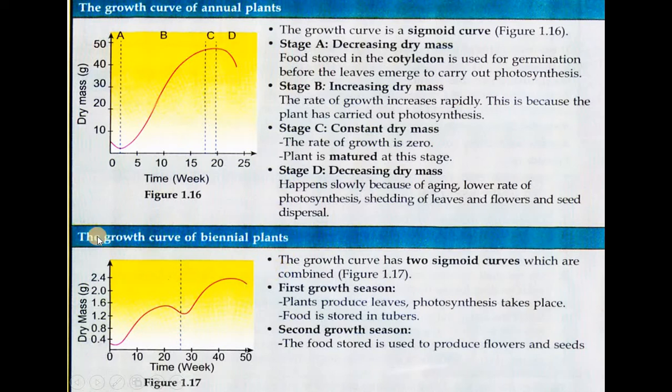We look at the growth curve of the biennial plant. This is the growth curve of the biennial plant here. The growth curve has two sigmoid curves which are combined. This is the first sigmoid curve and this is the second sigmoid curve. In the first growth season, the plant produces leaves and photosynthesis takes place. Food is stored in the tuber. In the second growth season, the stored food is used to produce flowers and seeds.